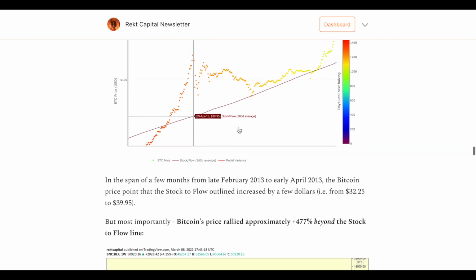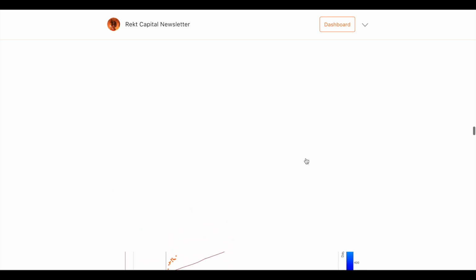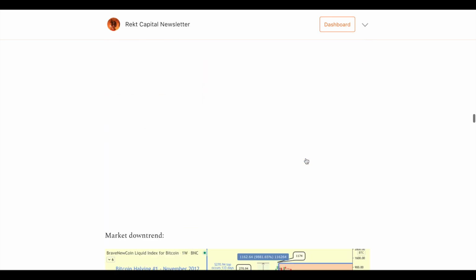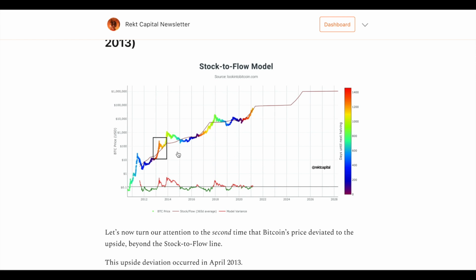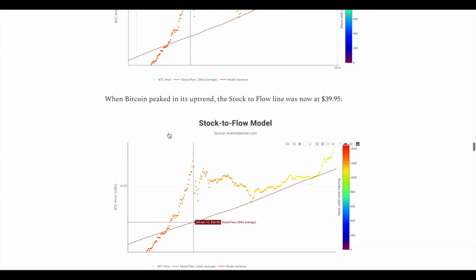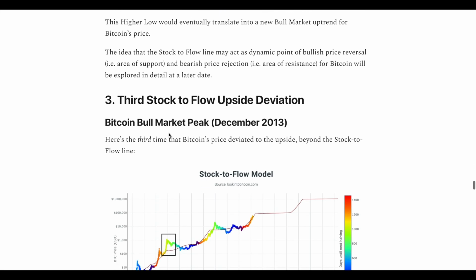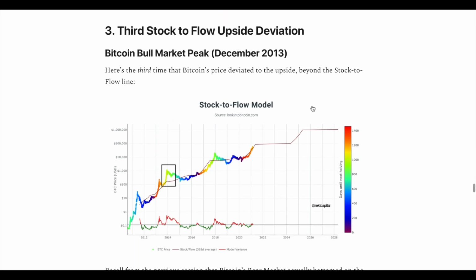So that's an interesting insight in and of itself, because you can see how the stock to flow line is a very important reference point for Bitcoin's price action, not only in terms of deviations, but you can see how once we deviate, we pull back and test it as a support before deviating another time. Really interesting to see how the stock to flow line can be a resistance and a support. But let's talk about that final deviation in part 1 of this series, the third stock to flow upside deviation.